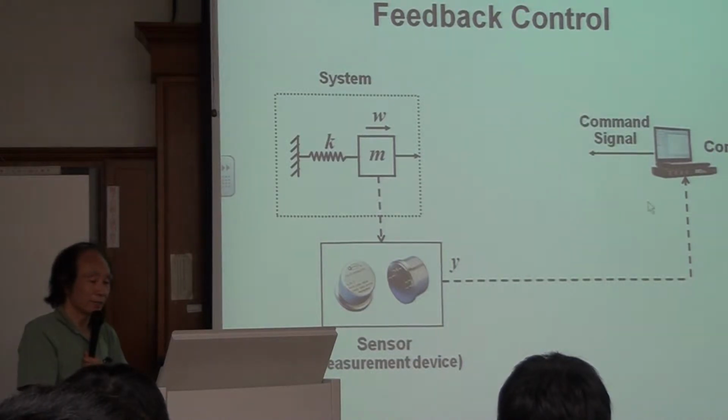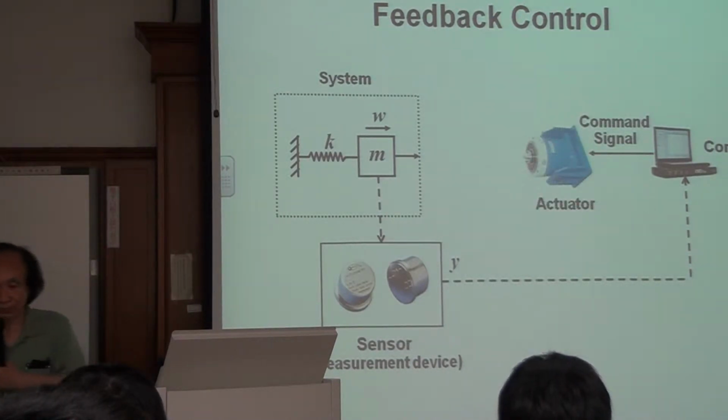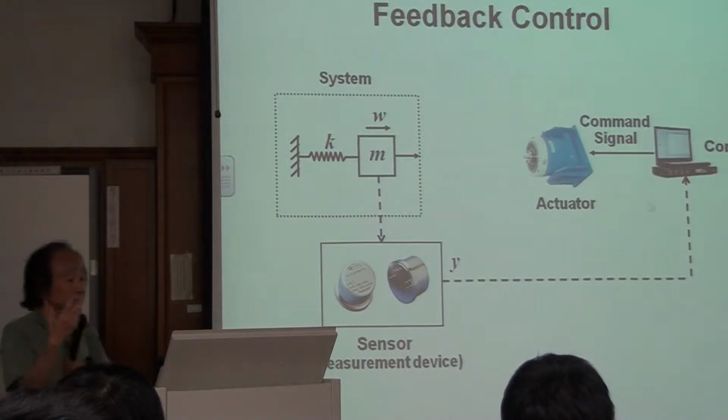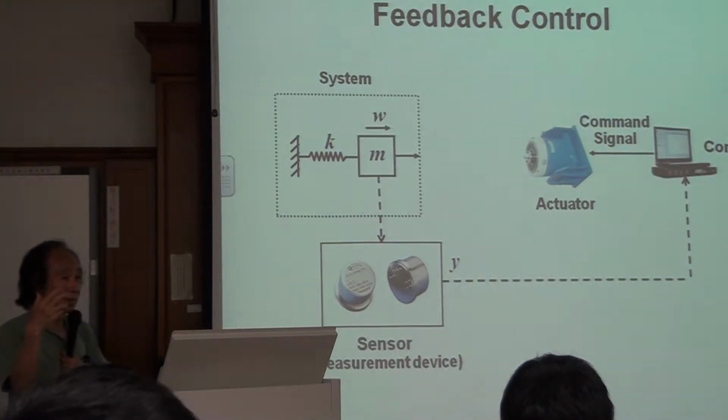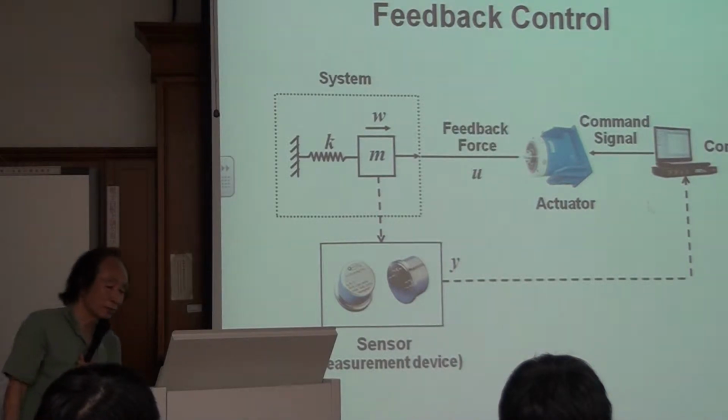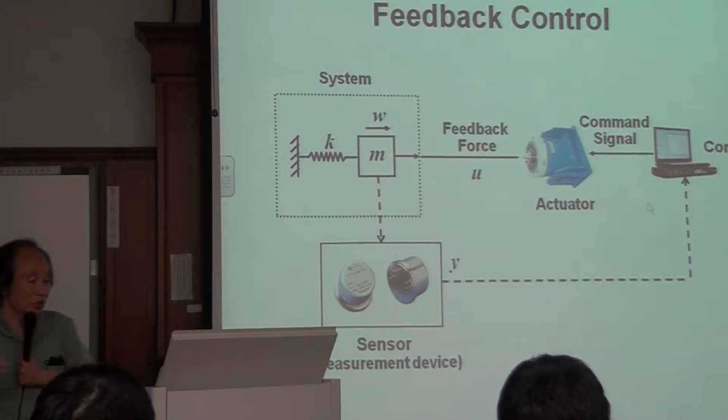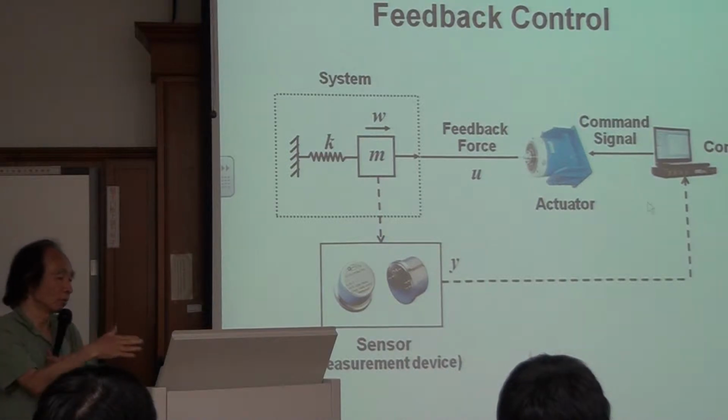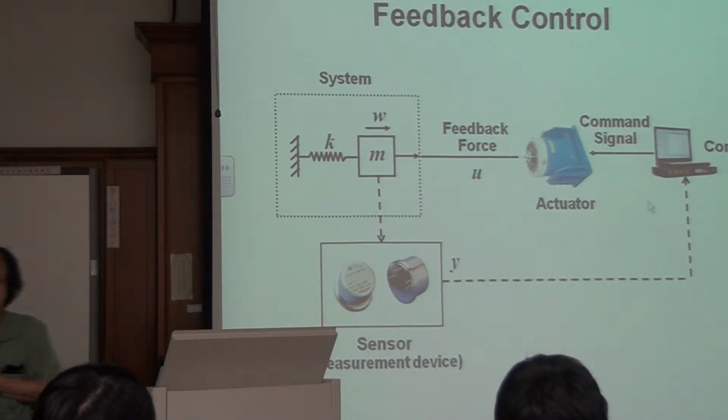Alright, and then I give a command to an actuator. So now I need power. Sensor needs power. My actuator needs power. Then I give a command to the feedback force. Then I say, okay, I have feedback force U, now push it M. Now do that.